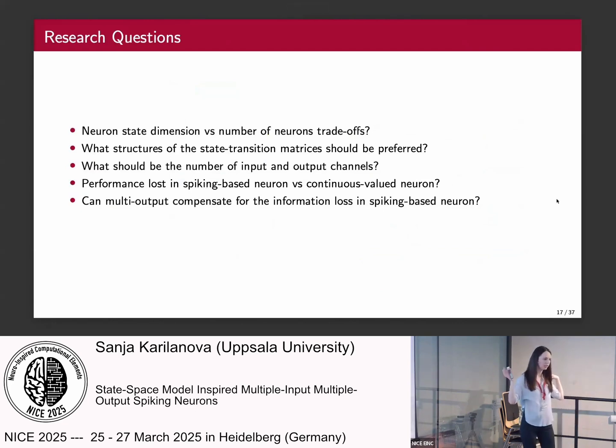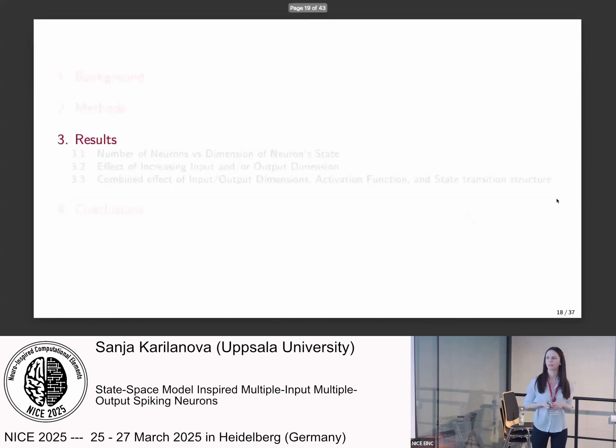Having that kind of structure, there are multiple research questions that arise. One is what's the connection between how big the state dimension of the neuron is and how many neurons we use, and whether there's a trade-off between the two. The second question is, what should the matrices look like in this model? So A, B, and C, and similar. The third question is, what should be the number of input and output channels? Fourth, how much do we lose, if we lose anything, in performance when we use a spiking function instead of a continuous valued function? And the final one is, can we compensate if there is loss in performance by using multiple outputs?